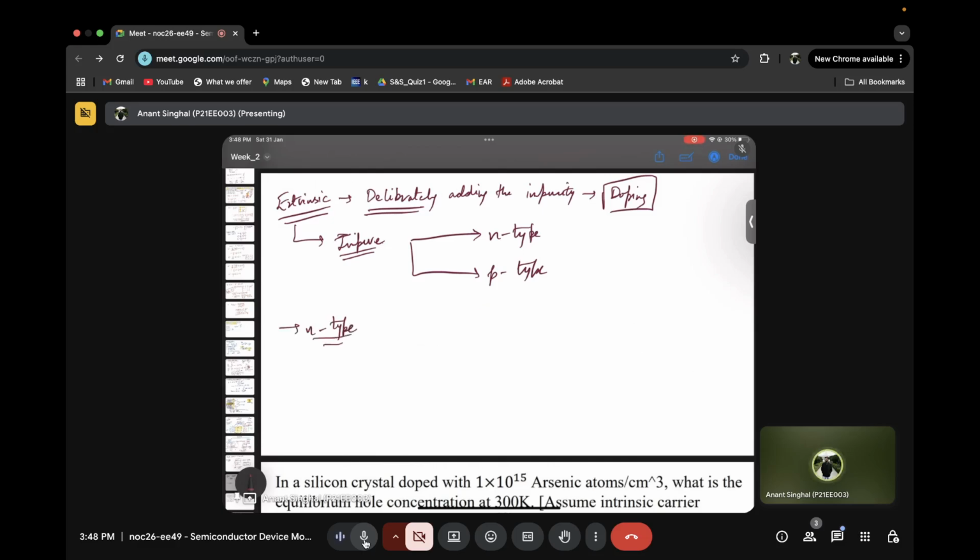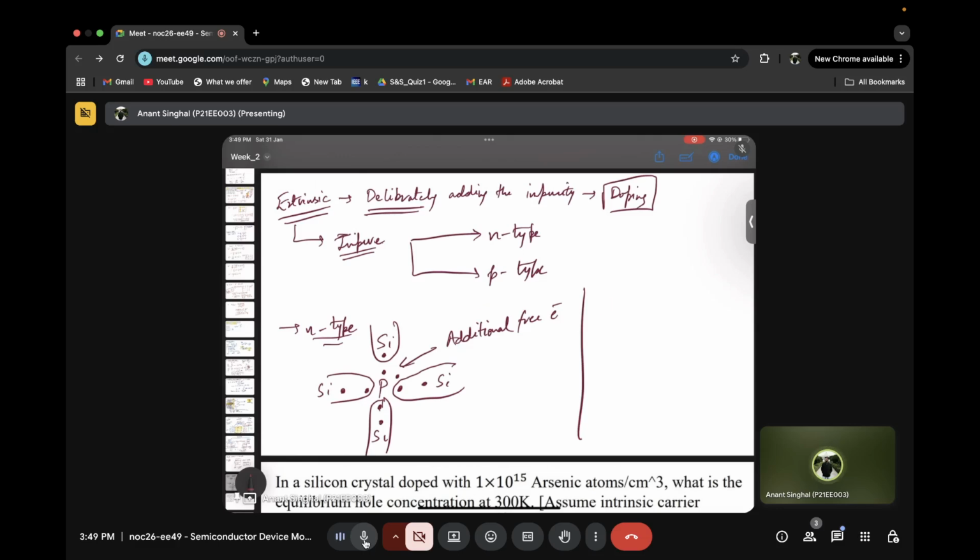Let's say I'm taking a phosphorus atom, which is group 5. That means it has 5 valence electrons. Let me draw it here, and we have replaced a silicon atom with it. So this electron will be shared by this, this by this, and this by this, and let's say this electron will be shared by this. So now we have an additional electron, right? This is how we have made it conducting just by adding some impurity. So we have one extra electron.